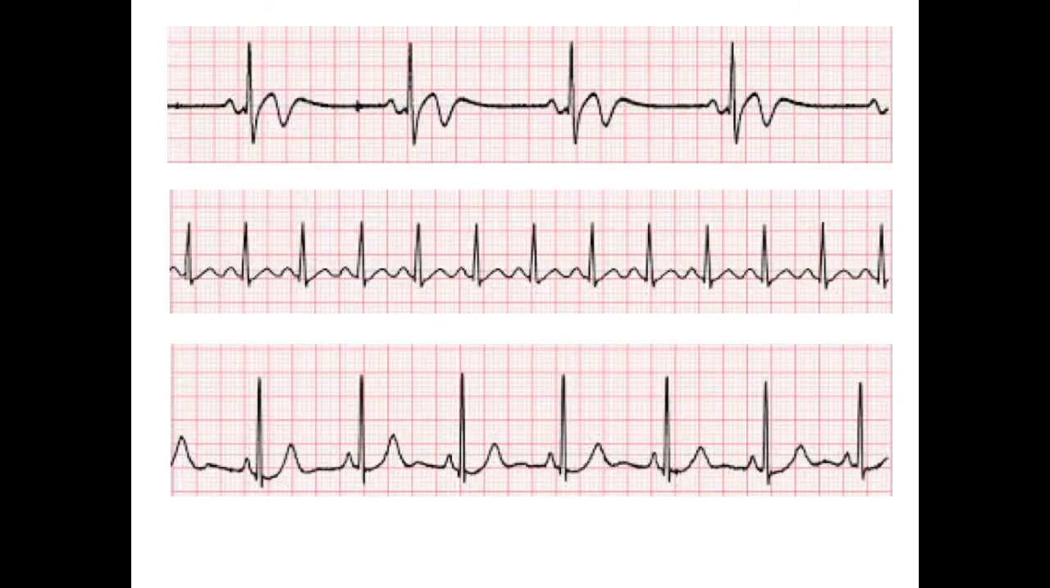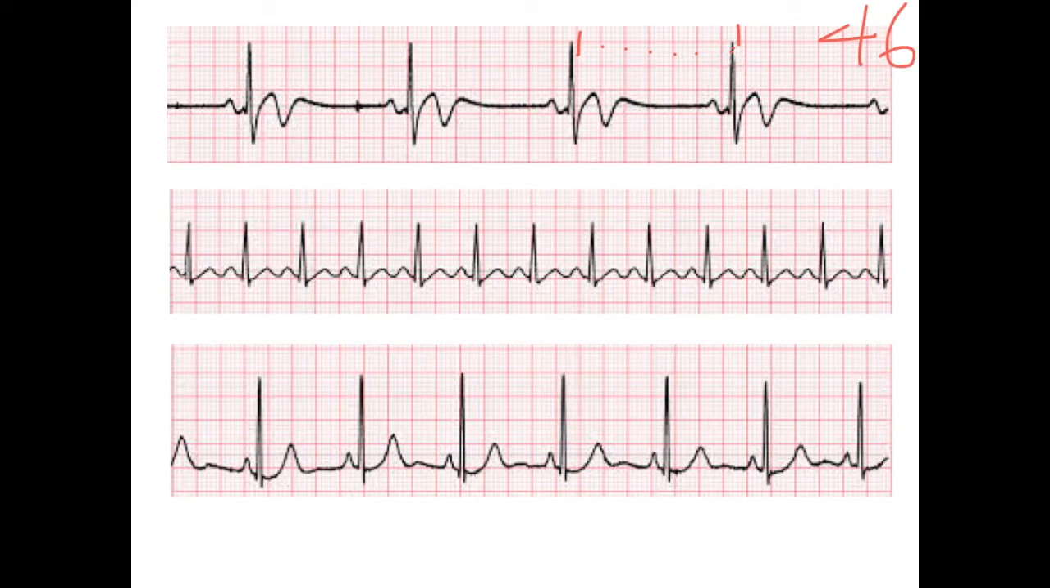So if we look at the top tracing, from one QRS to another QRS, we have 1, 2, 3, 4, 5, 6, almost 6.5 large boxes. So if I do 300 divided by 6.5, that gives me a heart rate of 46.